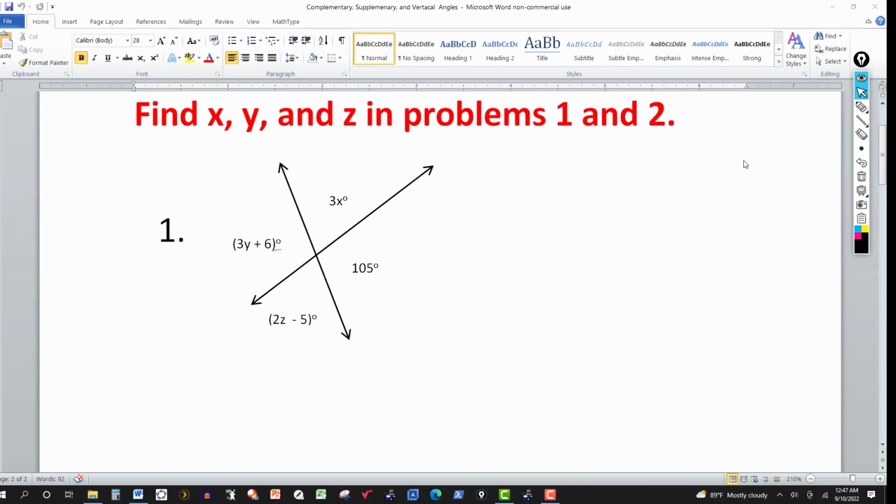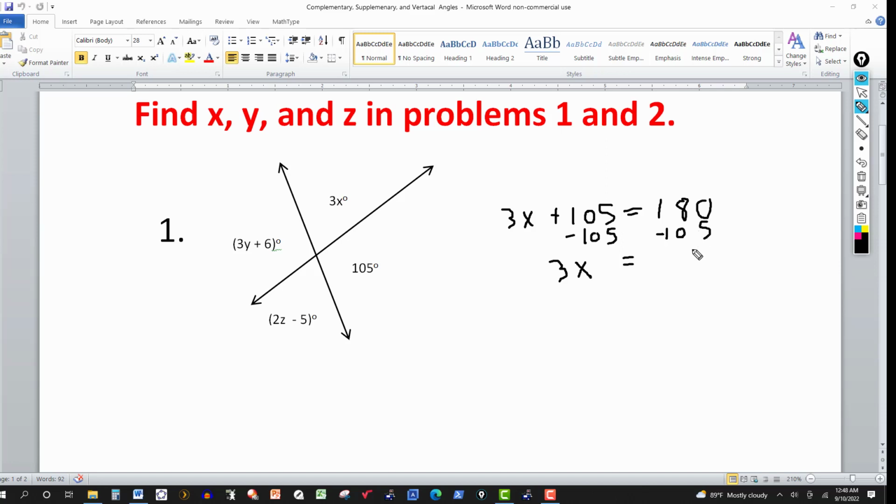So let's go back to this one here. Find the value of x, y, and z. So we're going to use those ideas here. On this one, I look at this pair right there, that 3x and 105, that's the linear pair. Go this way, that's 180. So 3x plus 105 should equal 180. In other words, they're supplementary angles because of the way they were given. So let's subtract 105 from both sides. We're isolating the x. We're supposed to solve for the variables x, y, and z.